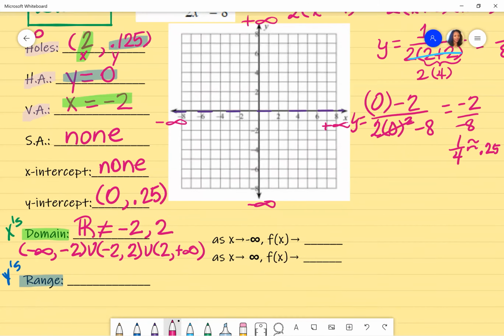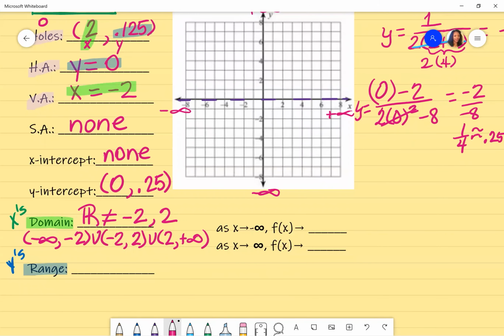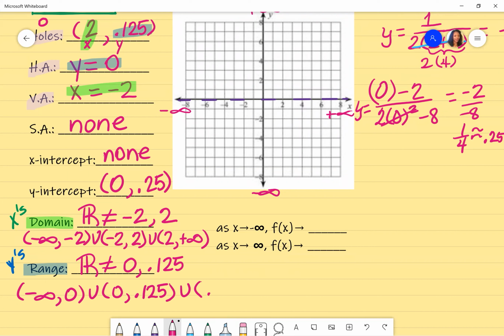And then what I want to do is I want to go to my range. My range is going to be all real numbers except what I highlighted in blue. And again, going from left to right, 0 and 0.125. Interval notation, always start with negative infinity to 0, union, 0 to 0.125, union, 0.125 to positive infinity.